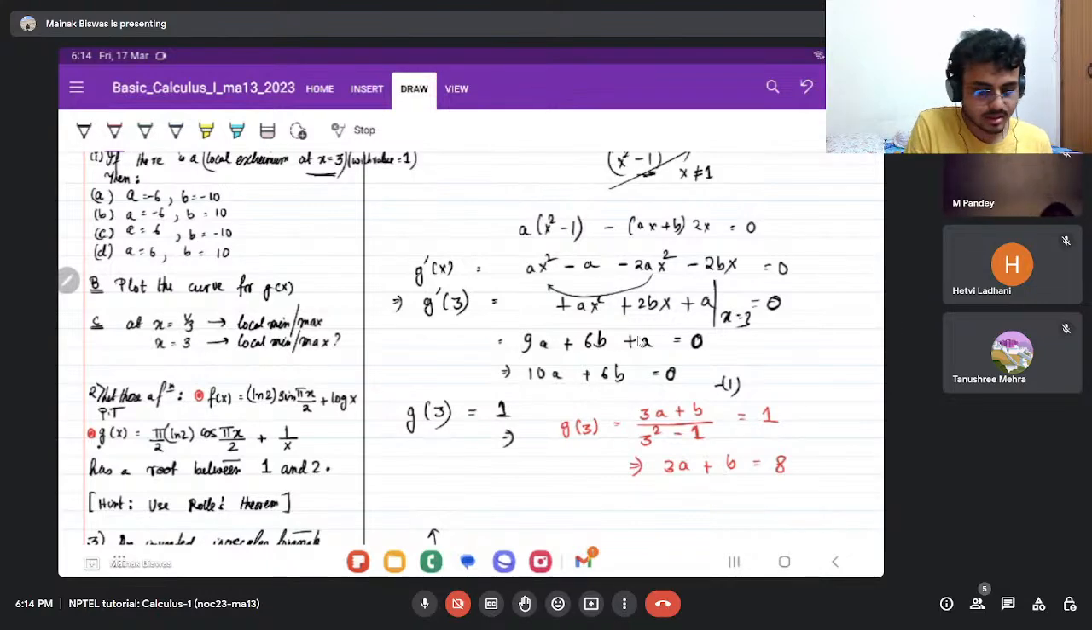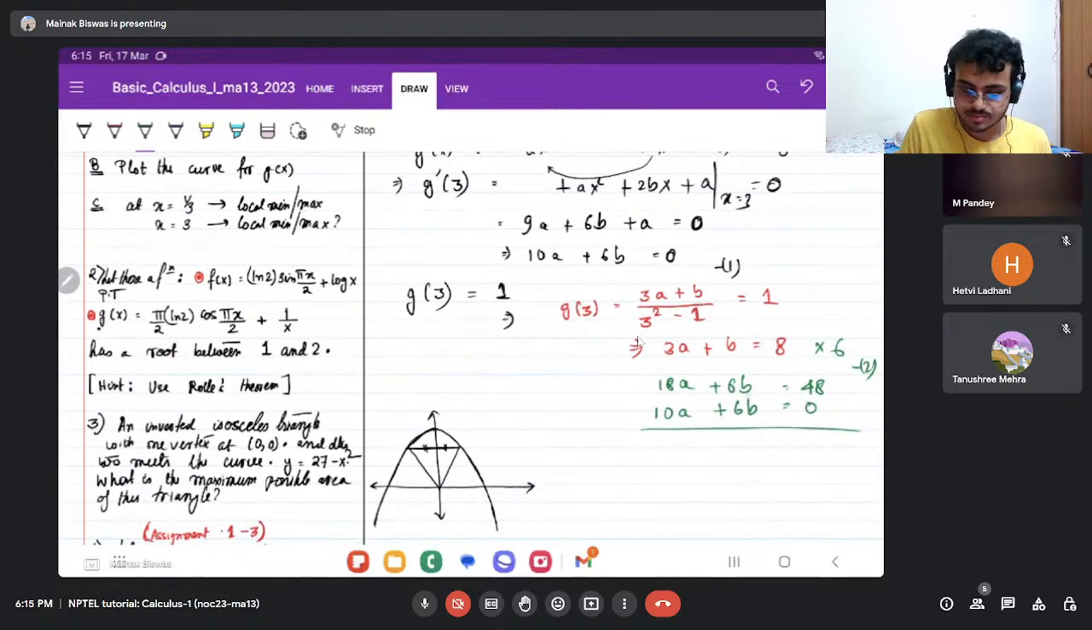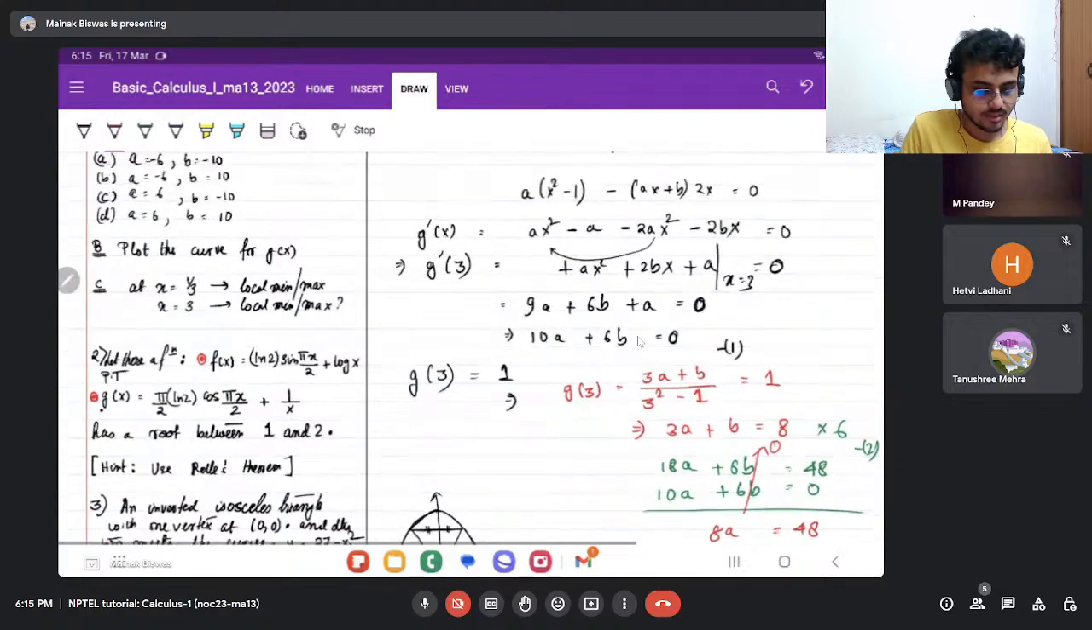So multiply this equation by 6. So you will get 18a plus 6b equal to 48, and you have 10a plus 6b equal to 0, right? 1 and 2, right? You're following, right? Okay, this goes to 0. So you have 8a is equal to 48, or a is equal to 6, right? So you have a equal to 6.